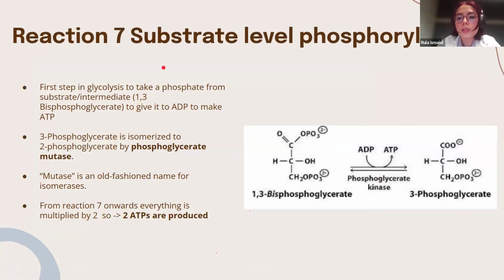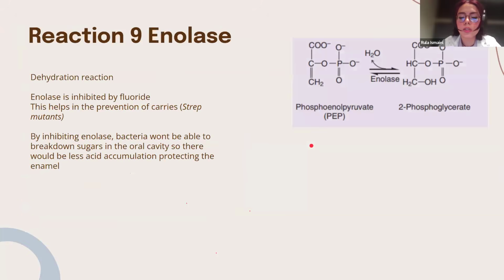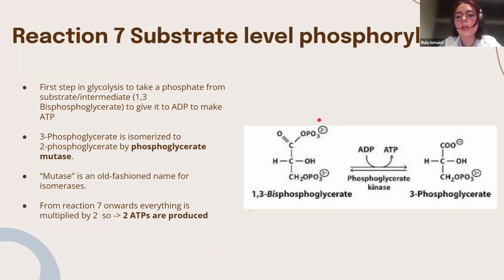Reaction 7 is a substrate level phosphorylation. It's the first step in glycolysis to make ATP. It takes this phosphate over here specifically. Again, you don't need to know the structure of the molecule, you just need to know the concept. It takes this phosphate, puts it on an ADP to make ATP, and it makes 3-phosphoglycerate.